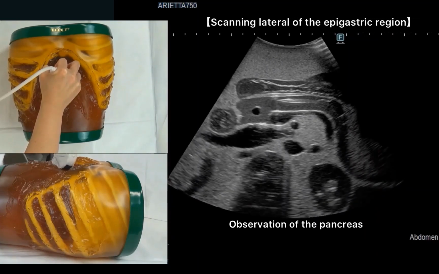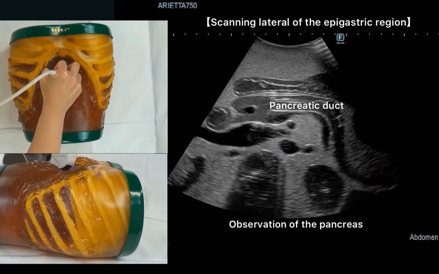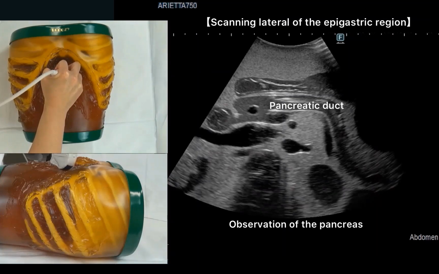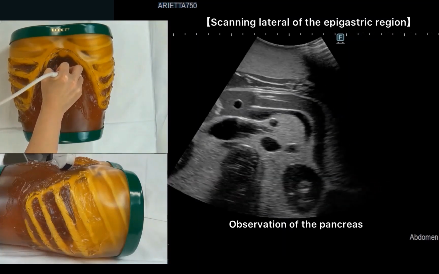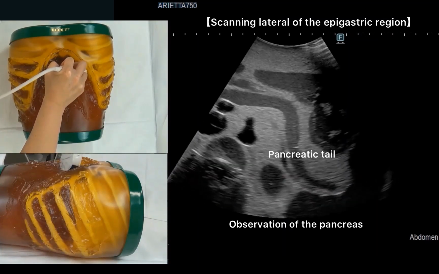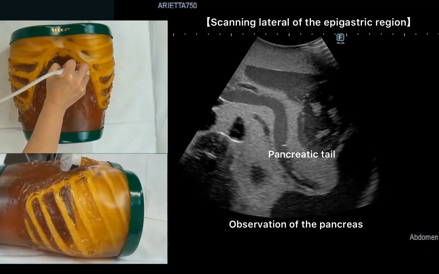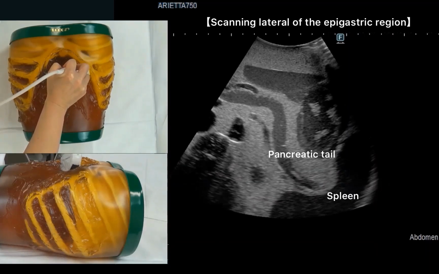While observing the body, check carefully for dilation of the pancreatic duct. Move the probe further to the patient's left side to also observe the pancreatic tail. The spleen, which was observed from the left intercostal space earlier, can also be seen behind the pancreatic tail.